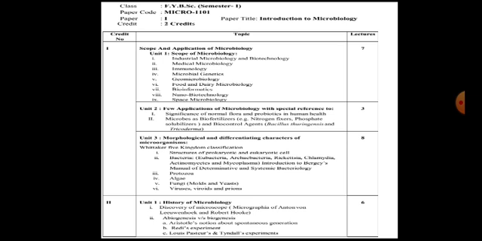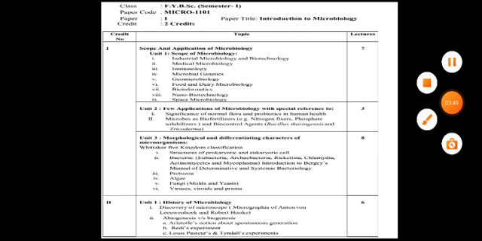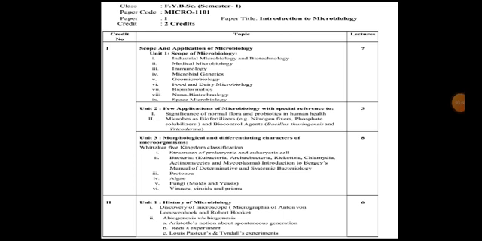This is the syllabus for semester 1, for paper 1, that is Micro 1101. As I said earlier, it consists of 2 credits. So in all there will be 36 lectures. You see this table, the last column mentions the number of lectures.